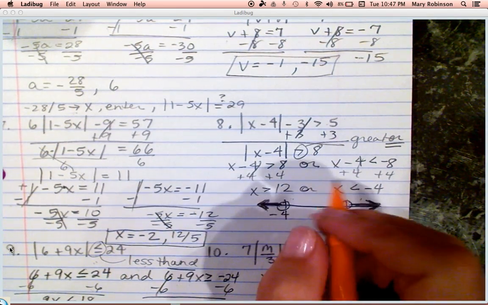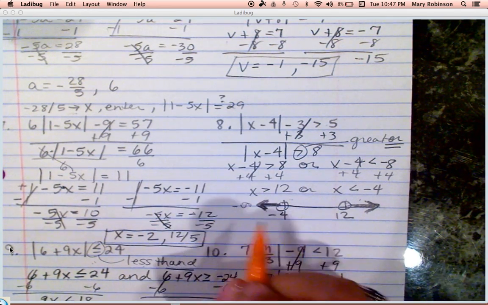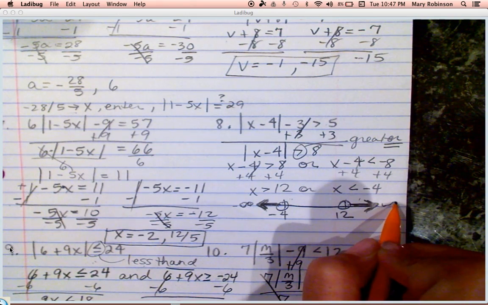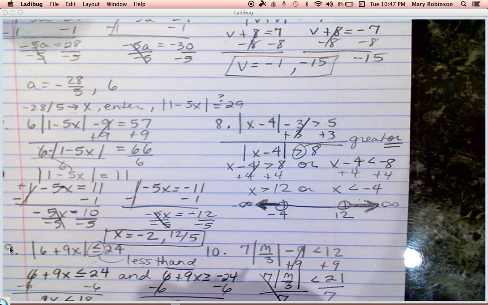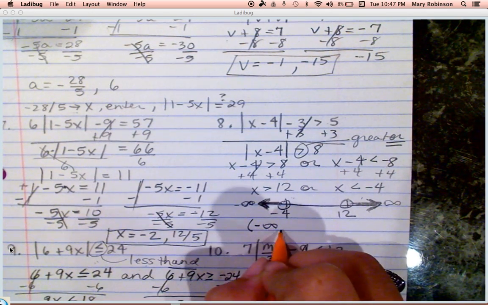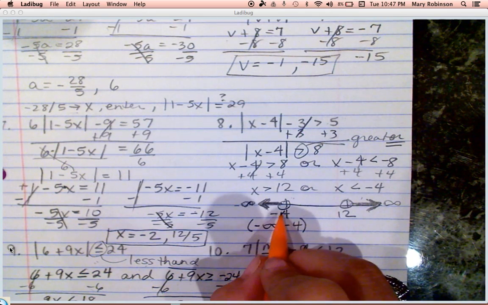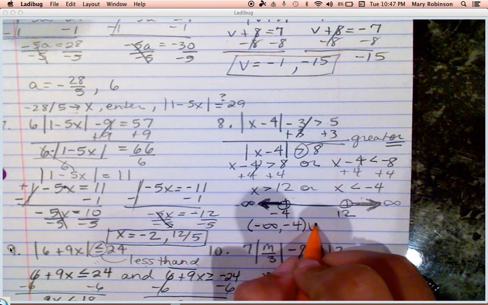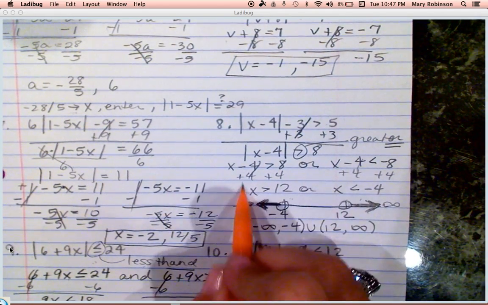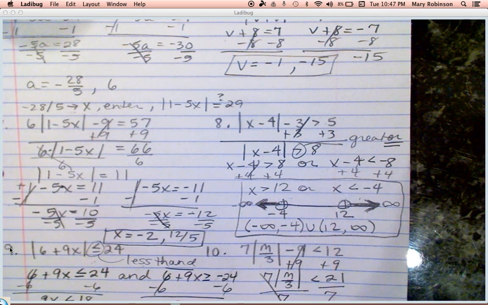The last thing we need to do, however, is write this in interval notation. So you need to remember that if you go left forever, you're approaching a value of negative infinity, and if you go right forever, you're approaching a value of positive infinity. So your interval would be negative infinity to negative 4. I'm going to use a parenthesis again because it does not have equal to, union 12 to infinity. So these are the three things I need to see for your solution.